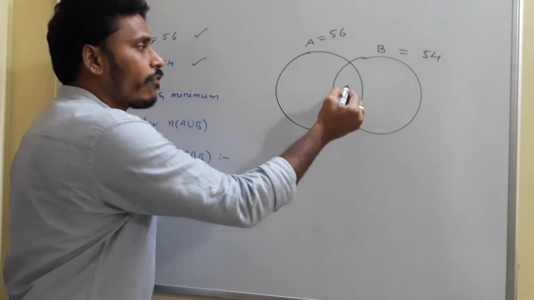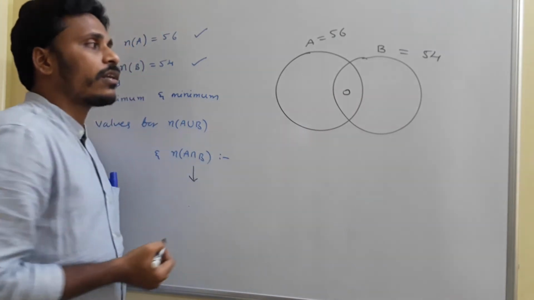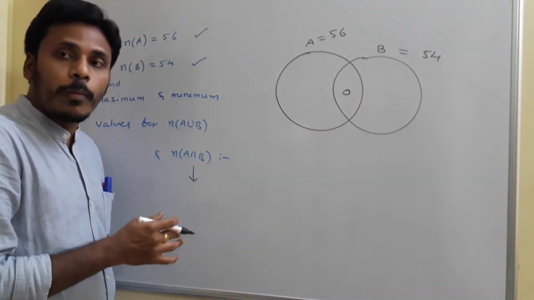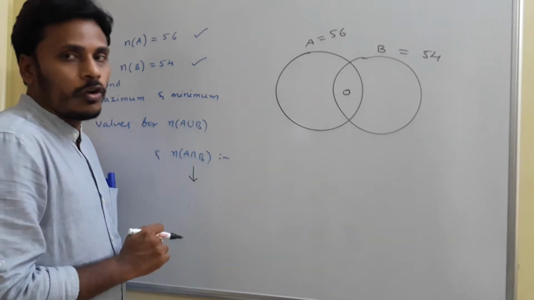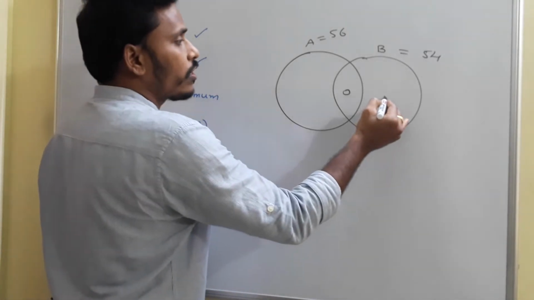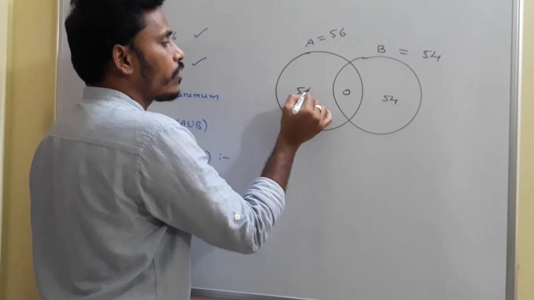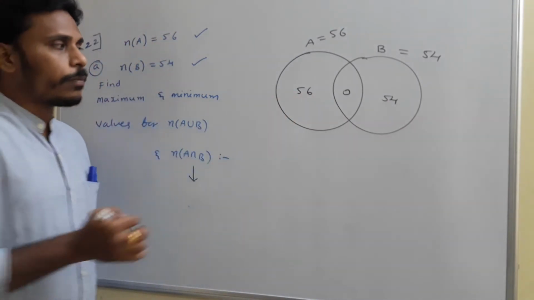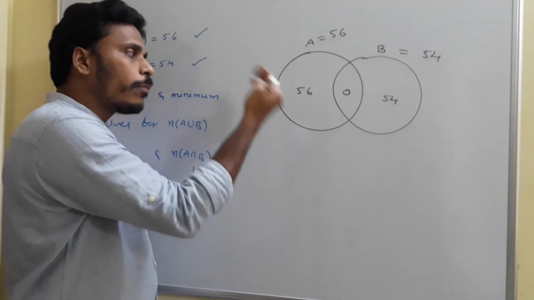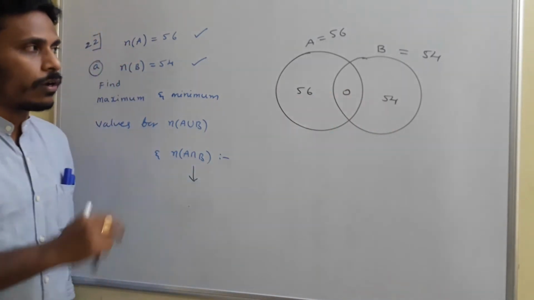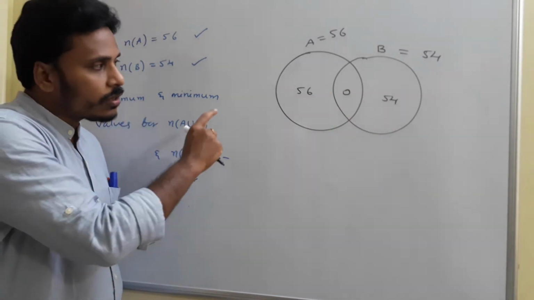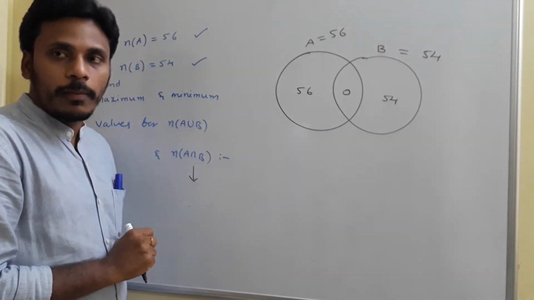There are no common elements for A and B if the sets are disjoint. In that case, we may take 0 in the place of A intersection B. So take it as 0. If it is 0, then for sure this region contains 54 and this region contains 56. That means this 56 belongs to the region of only A, and that 54 belongs to the region of only B. So this is one possible diagram.